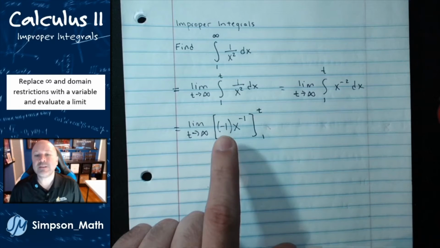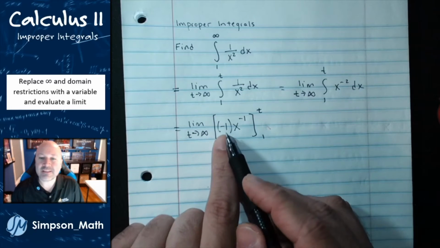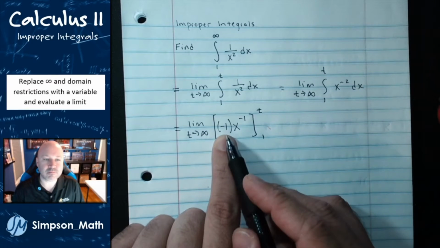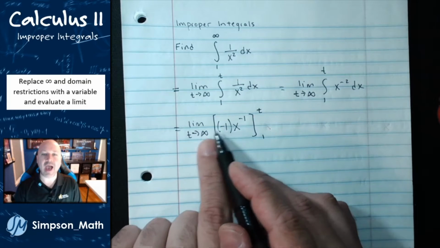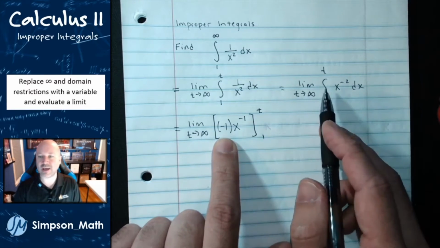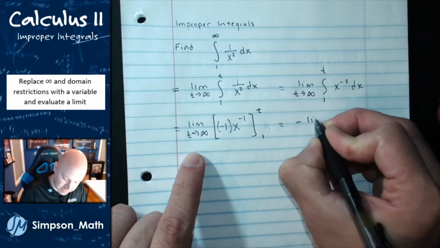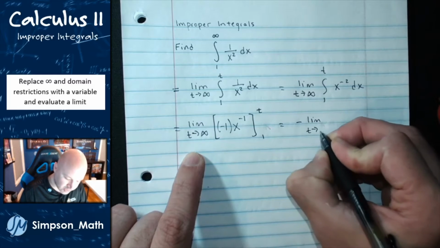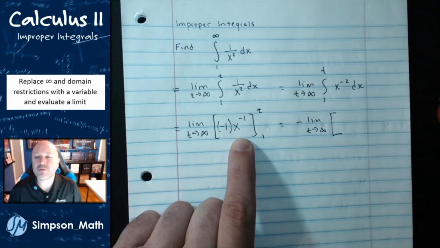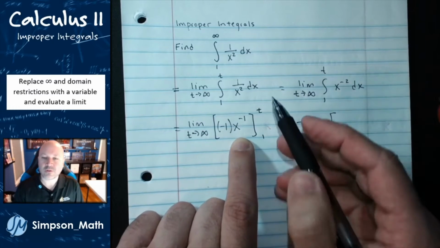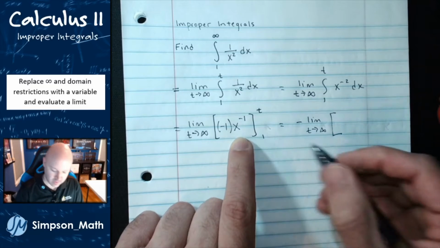So the integration step is over. Now limits have that same linearity aspect that integration does. I can take that -1 out of the limit, just like I could out of an integration. So I'm going to rewrite this as a negative limit as t approaches infinity of, and then I'm going to use the fundamental theorem of calculus to shove in the t, subtract, shove in the 1.